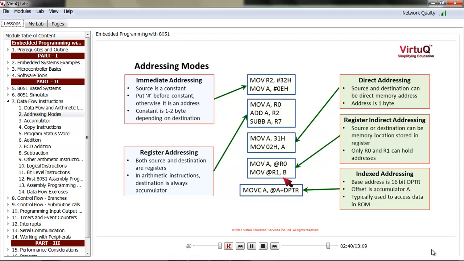Another addressing mode is indexed addressing. In this case, the base address is there in the DPTR register. The actual address is calculated by adding the offset present in the accumulator A to the base address. This is the reason this kind of addressing is called indexed. Offset is nothing but the index. With this background, let us learn more about the accumulator before going through various data flow instructions.